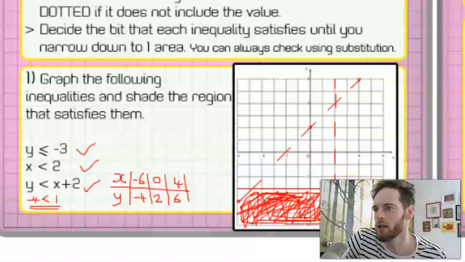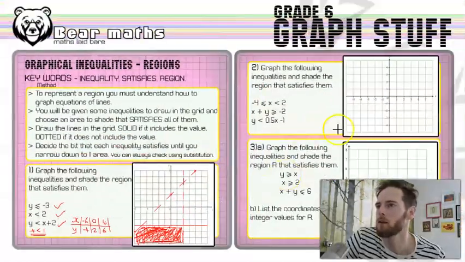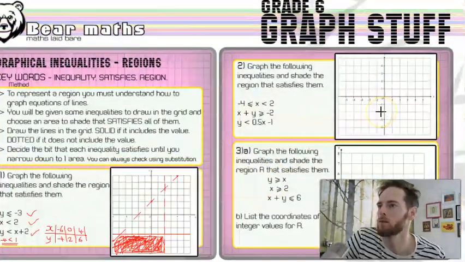All right, so it's a tricky little topic. But at the beginning, it's actually pretty simple, isn't it? Just draw the lines of the equations, get them in there. If you get them in there, you're picking up marks anyway. All right. Now let's have a look at the second question.